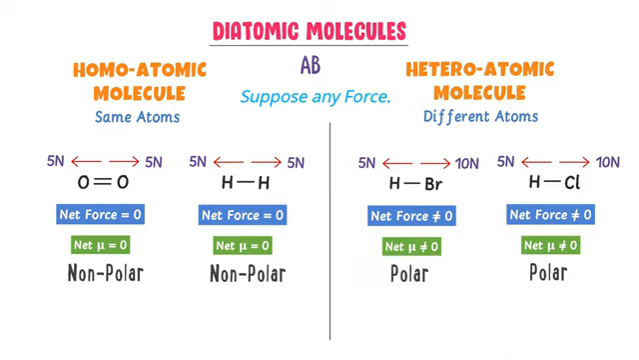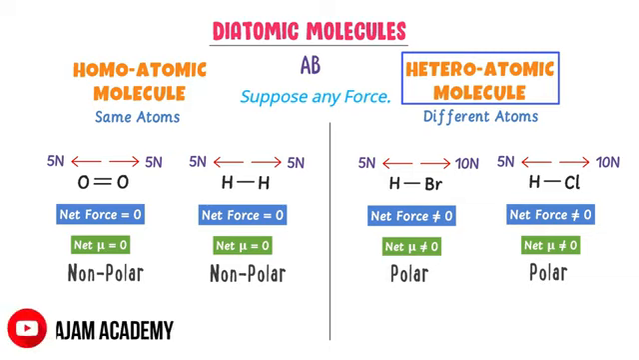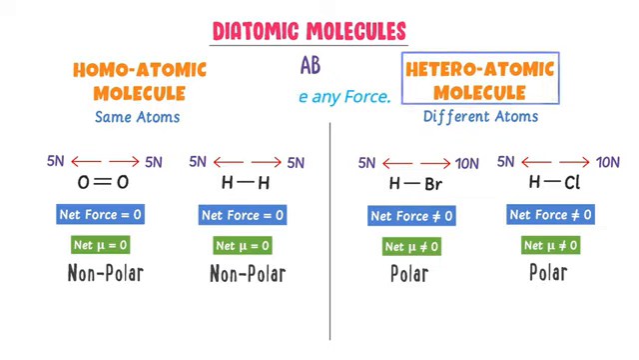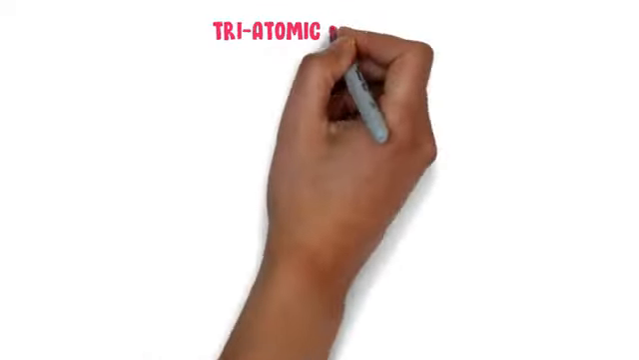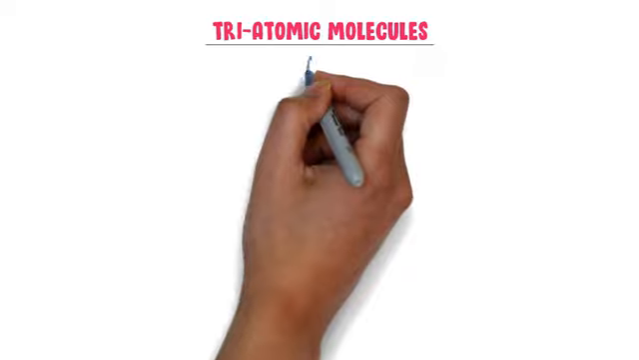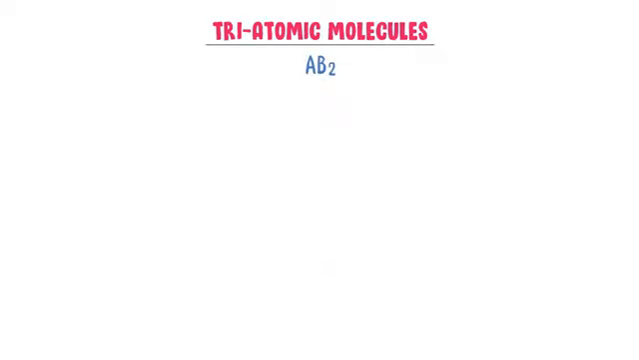Thus remember that all the heteroatomic molecules are polar molecules because atoms exert different forces on shared pair of electrons. Now let me teach you triatomic molecules of AB2 types. For example, consider beryllium fluoride and its structure.